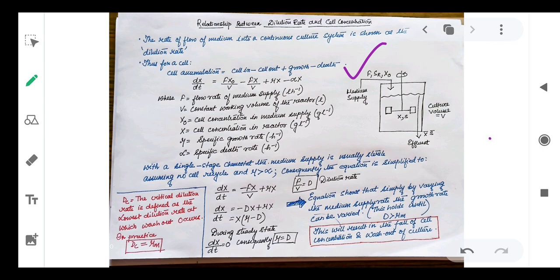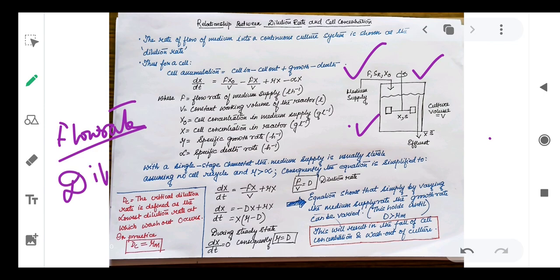The first important thing is the flow rate, the flow rate of the medium. That is the rate at which the medium supply enters the vessel. As the flow rate into the vessel increases, what will happen? There will be increasing washout of the cells from the vessel. Washout doesn't mean just the substrate washout, the cells also wash out. As a result, the concentration of cells decreases in the vessel. So that is your dilution rate.